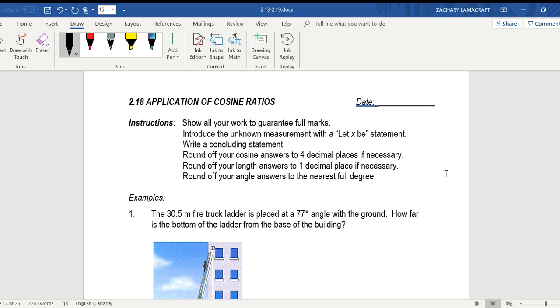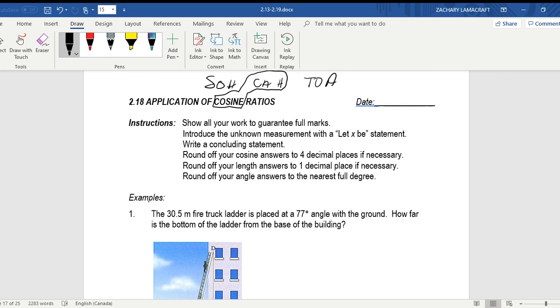So at this point, remember we have SOH, we have CAH, and we have TOA. Those are our three trigonometric ratios that we've used throughout the last 2 weeks here. But it says application of cosine, so we're going to use that CAH ratio throughout. So cosine x is equal to the adjacent side divided by the hypotenuse side.